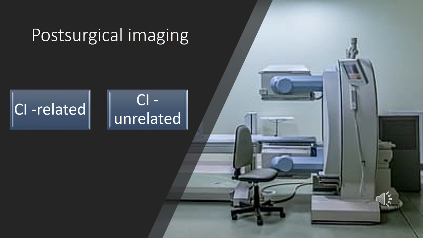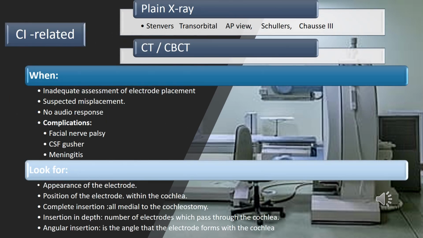Patients undergoing cochlear implantation may need imaging. This imaging may be due to CI related events or to CI unrelated events as well. We might need to image the patients immediately intraoperatively, postoperatively, or in the long term. We can use a plain X-ray, cone beam CT, or a CT, and this depends on the situation.